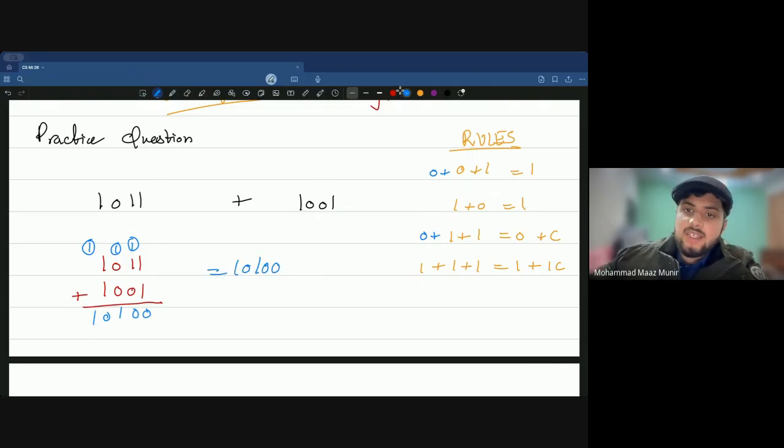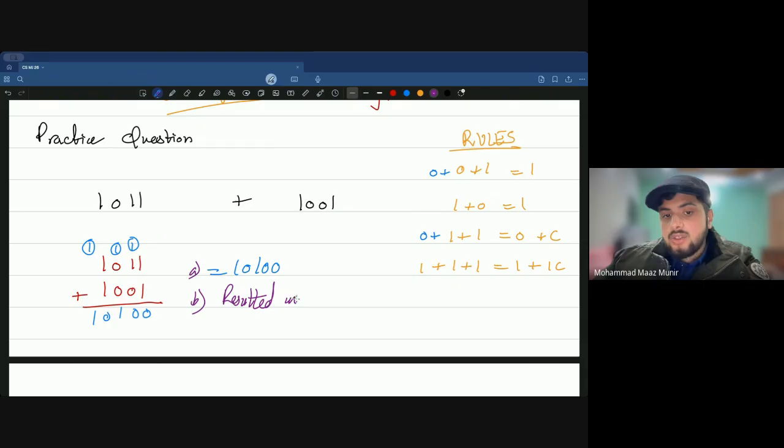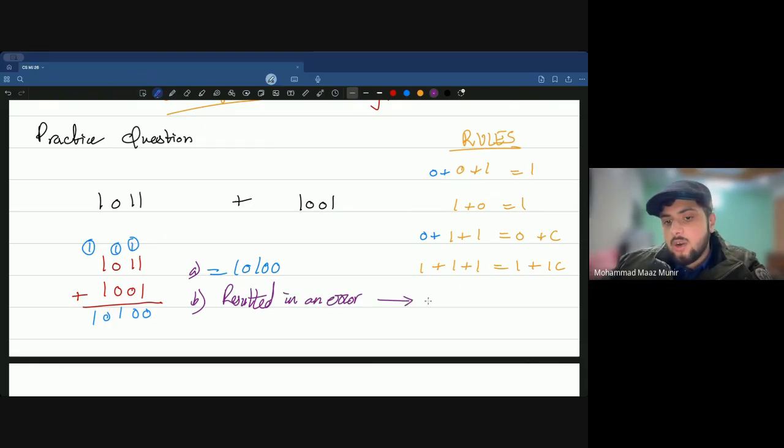But in the exam, they won't be giving you a scenario like this. If you were to add, this might be part A. In part B, they might say that this specific calculation resulted in an error, and they might ask you what the error is. You should be aware that an overflow error occurred. Why? If you look at the values we had originally, how many bits were these? This was 4 bits.